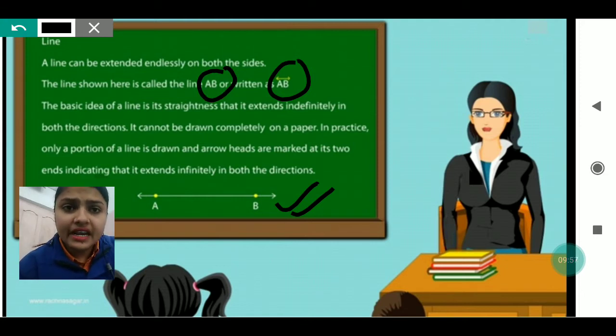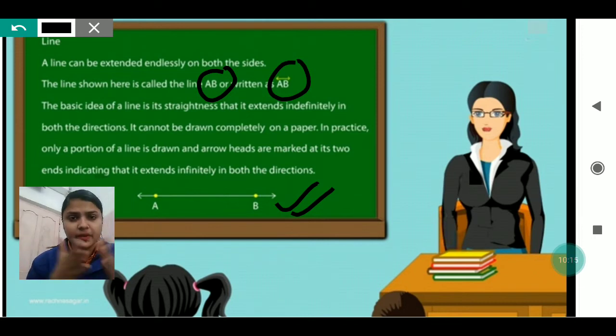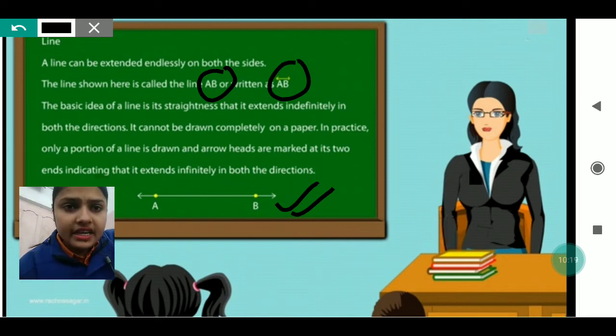The basic idea of a line is its straightness, that is extended infinitely in both the directions. It is straight, and that straightness can be extended to infinity in both directions. Till where you want, you can expand it. It cannot be drawn completely on paper. You cannot draw a line completely on a paper.